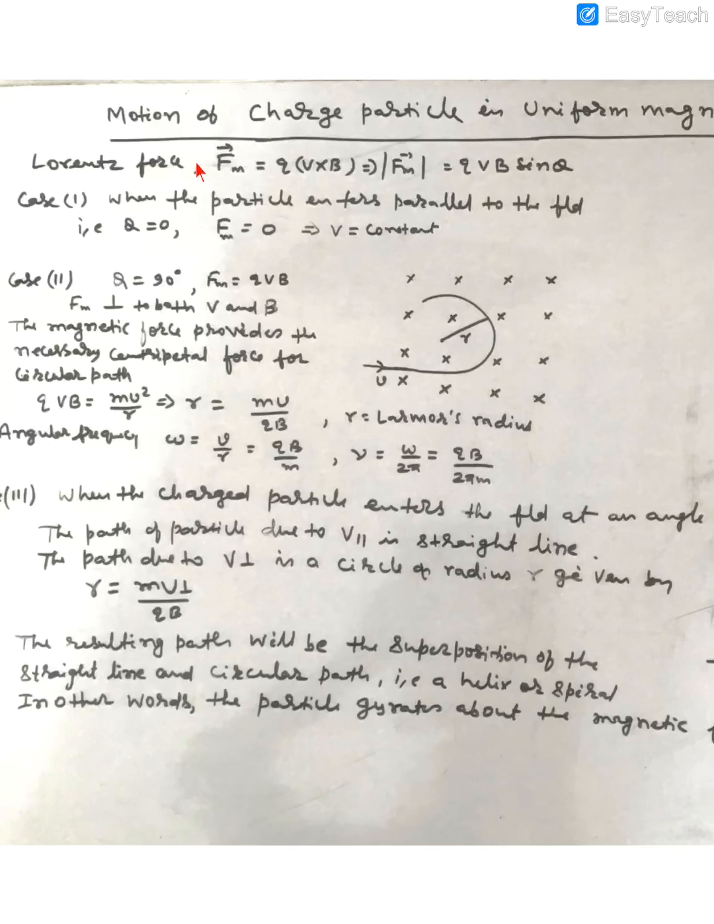This radius is also known as Larmor radius. And we can have the expression of angular frequency, that is omega is equal to v upon r, and that is equal to qB upon m, and the frequency will be given by omega upon 2 pi, that is qB upon 2 pi m.